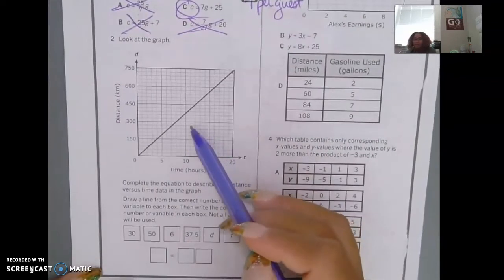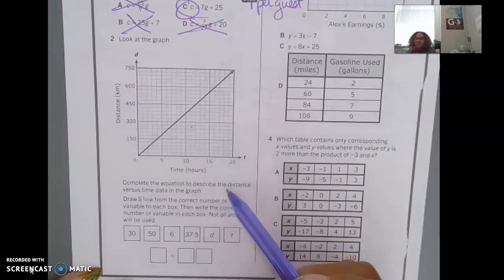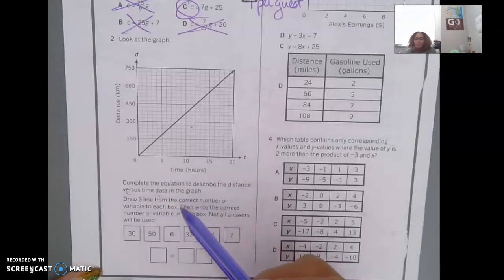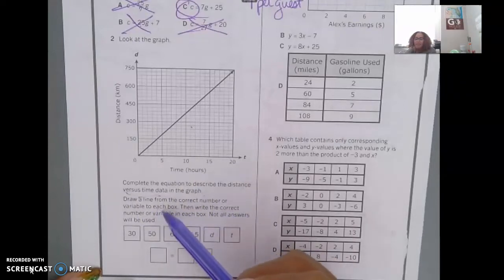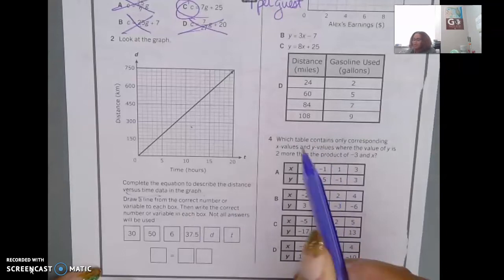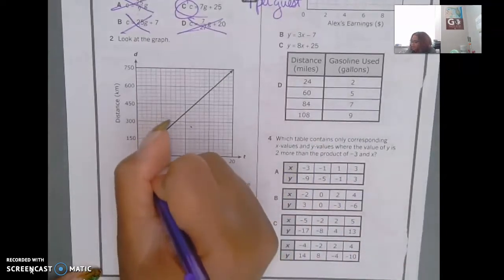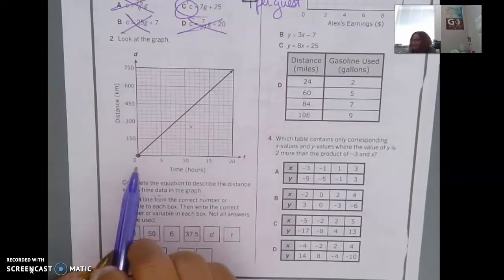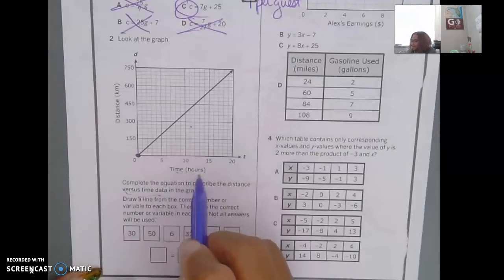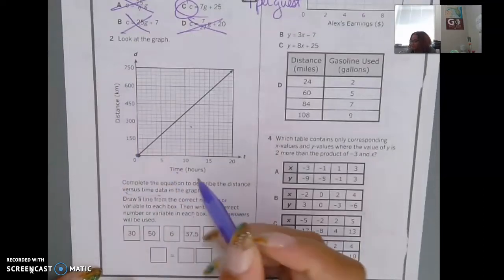Looking at number 2. It says complete the equation to describe the distance versus time in the graph. Draw a line from the correct number or variable to each box. Then write the correct number or variable in each box. Not all answers will be used. So I must first start at the origin. That means I'm not going to have any additive relationship here because it goes through 0. So this is time in hours and distance in kilometers.